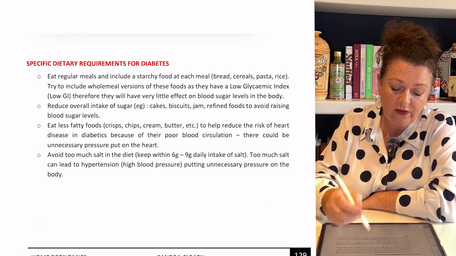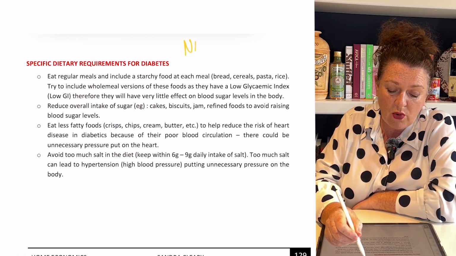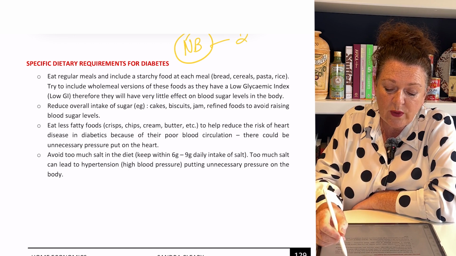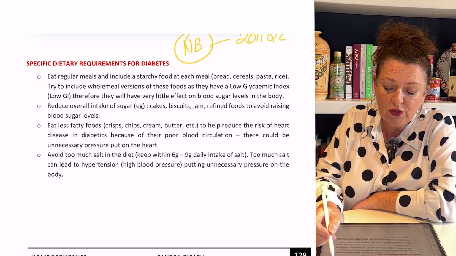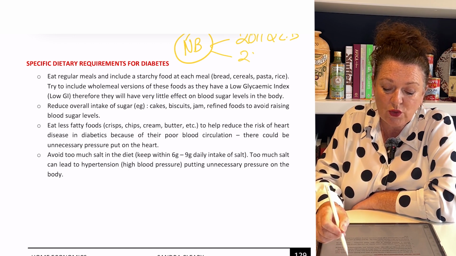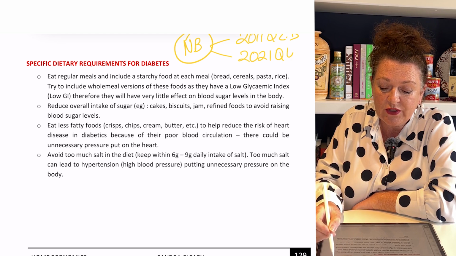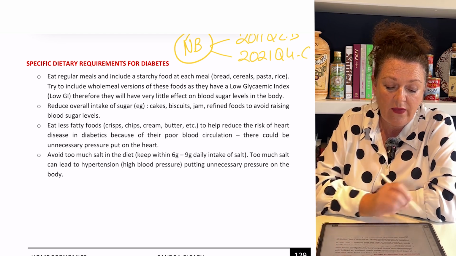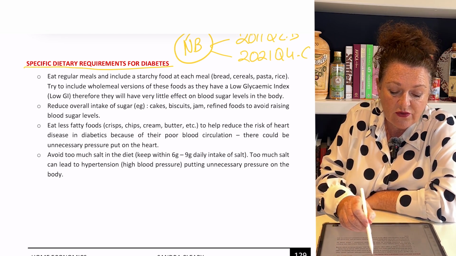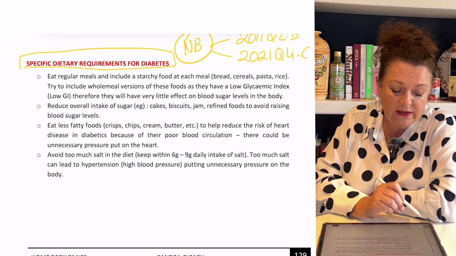Sorry that it's down here at the end. So this would be important. Asked both in 2011 on question 2b and again in 2021 on question 4 and the core. They wanted the specific dietary requirements for diabetes.